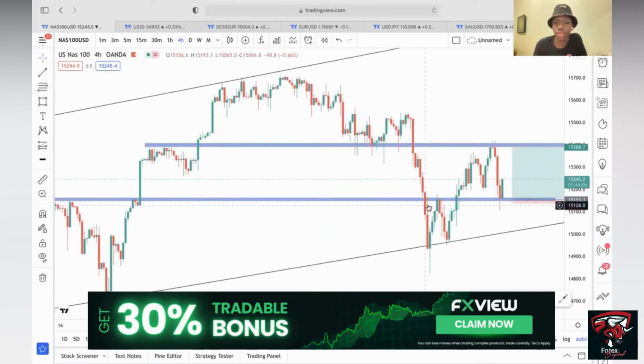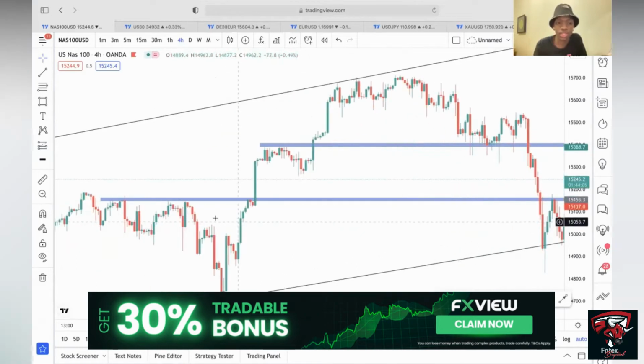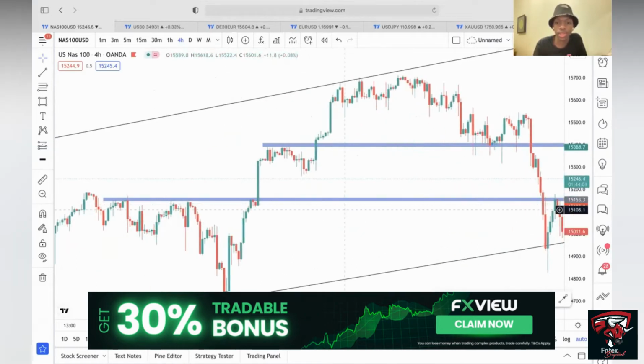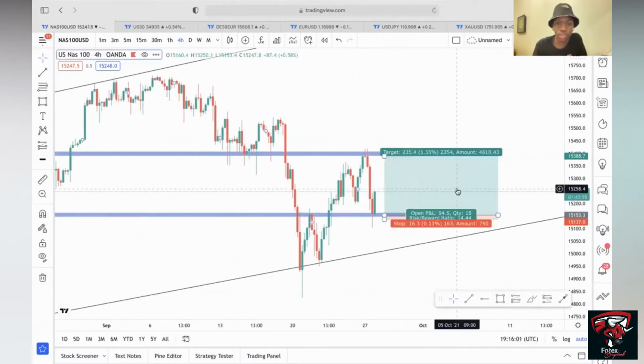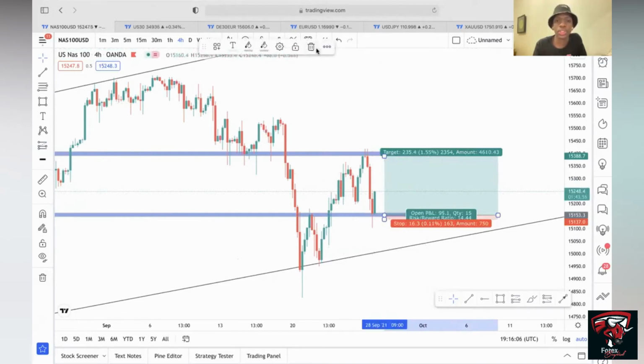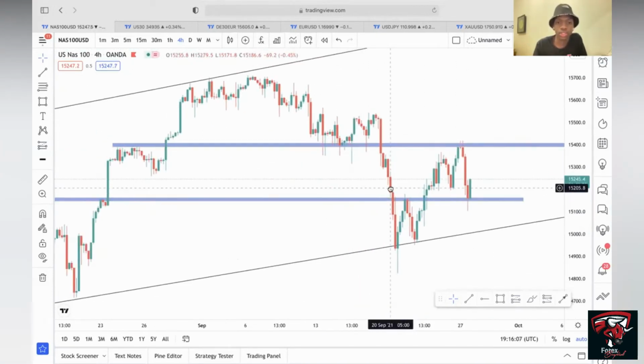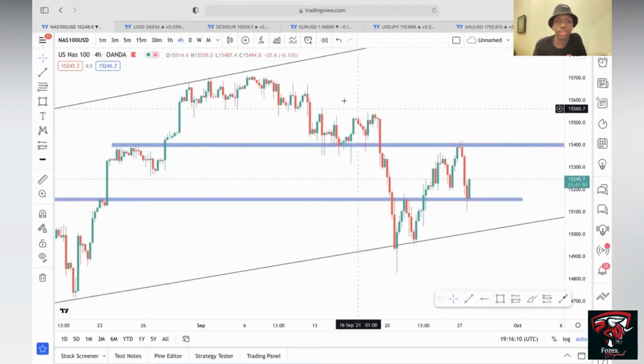Reason being is because this previous high, or let me say this zone actually, is being respected, right? However, right now it is too late to execute buys. What we can actually do is wait to see how Nasdaq reacts to this zone over here, right?